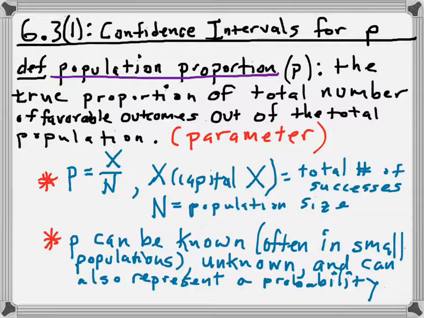Okay, so confidence intervals for P, and I wanted to recall what P meant, or really define P. P we're going to call the population proportion, and that means it's the true proportion of favorable outcomes out of the total population. A couple things about P: it's a parameter. The actual value of P would represent the true overall proportion of, let's say, high school students who like mayonnaise with their French fries. I'm pretty sure that proportion is like 0.99.